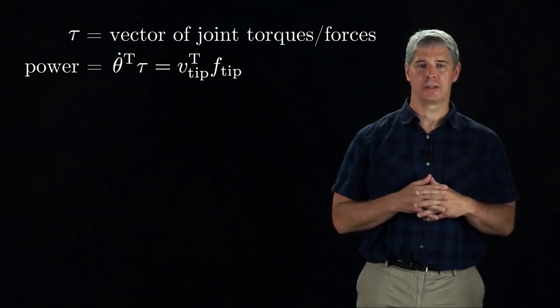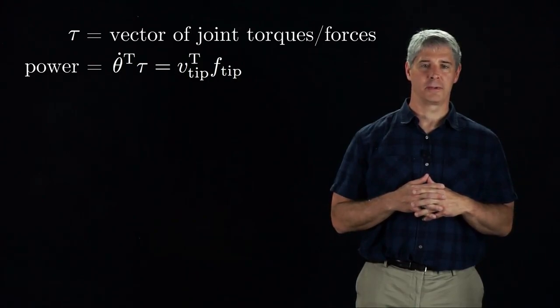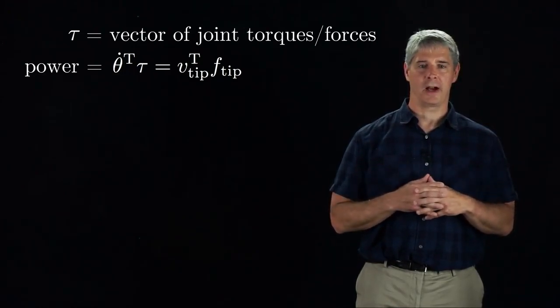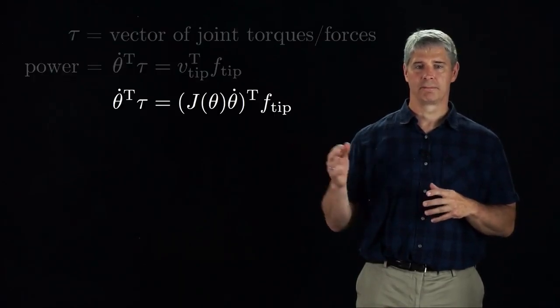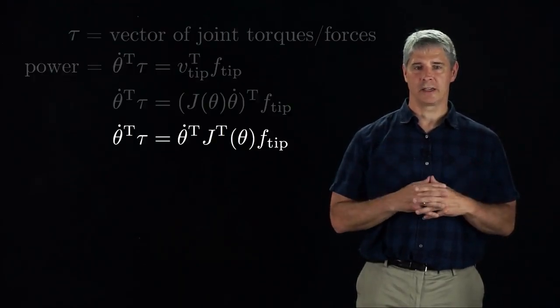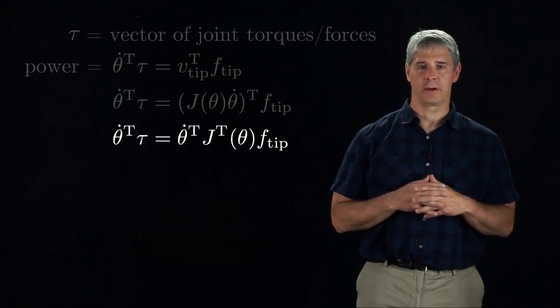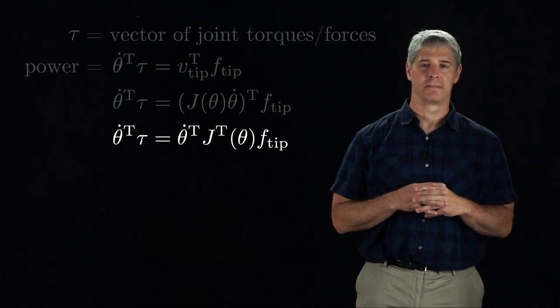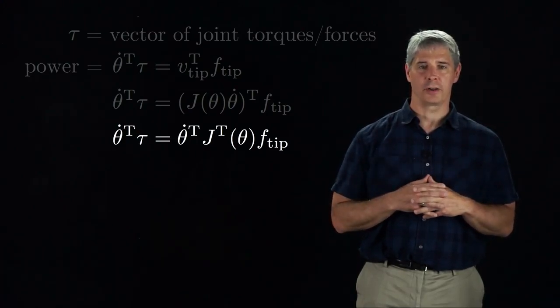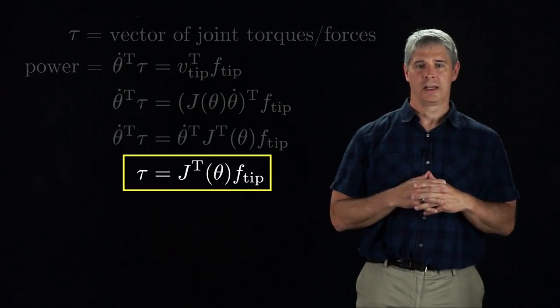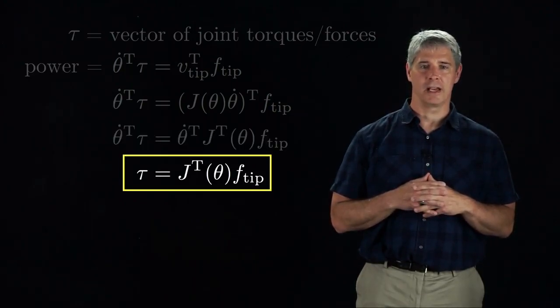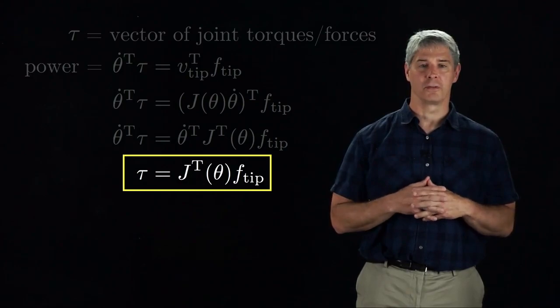If no power is used to move the robot, then theta dot transpose times tau is equal to v tip transpose times f tip. Using our previously derived identity v tip equals J theta dot, we get this equation. We can rewrite this as this equation using the fact that the transpose of J theta dot is equal to theta dot transpose times J transpose. Since this equation holds for all theta dot, the equation reduces to tau equals J transpose times f tip, the relationship we were looking for.